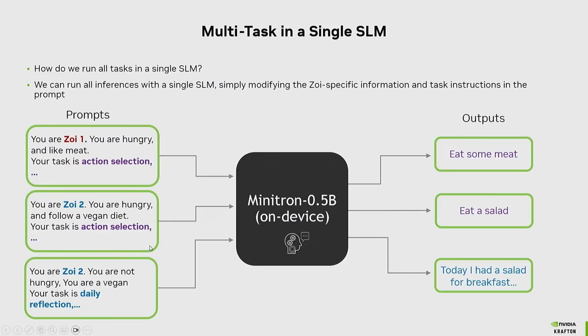Then how do we run all tasks in a single small language model? We can run all inference in a single language model by simply modifying the character-specific information and task instruction in the prompt. For example, Zoi 1 is hungry and likes meat. Then the small language model will select eating meat as an action. But if we change this Zoi to a vegan diet, then the small language model will take eating salad as an action. And if we change the task instruction from action selection to daily reflection, then the output will be totally different. The model understands the instruction and will generate the diary.